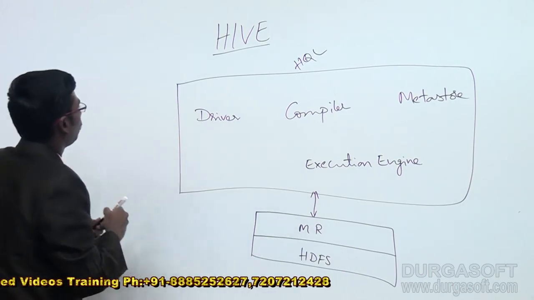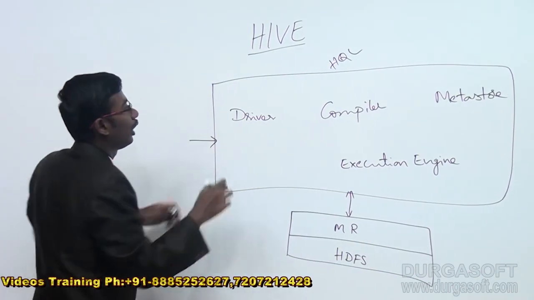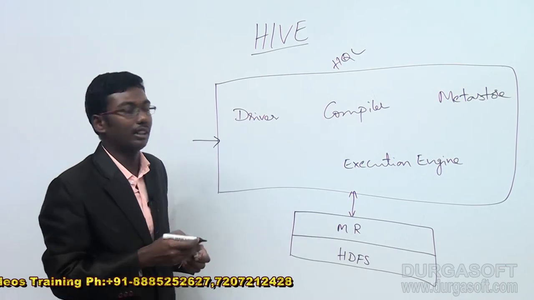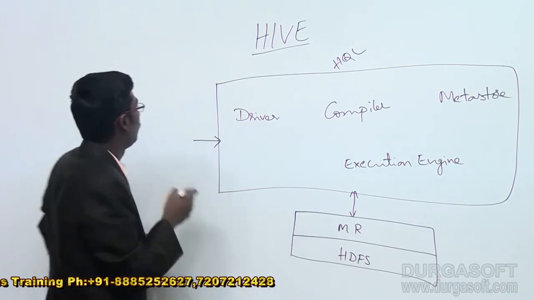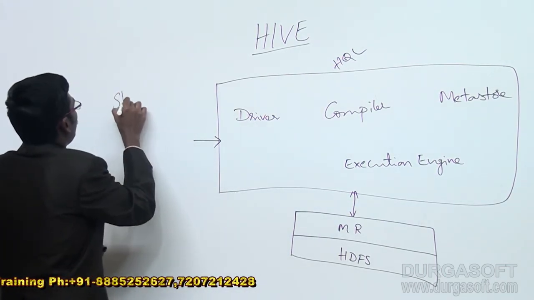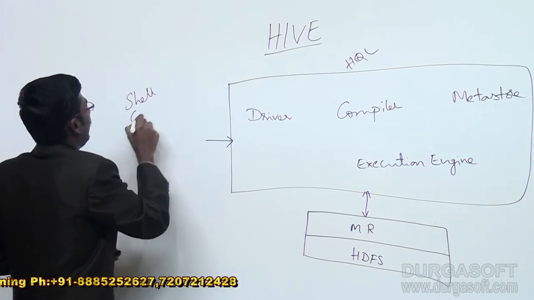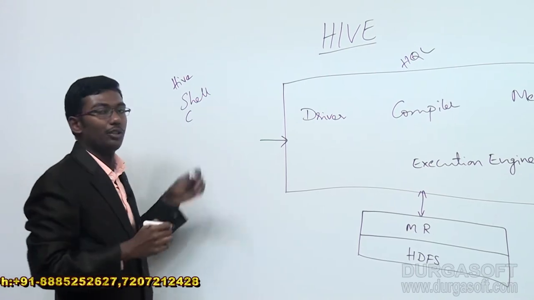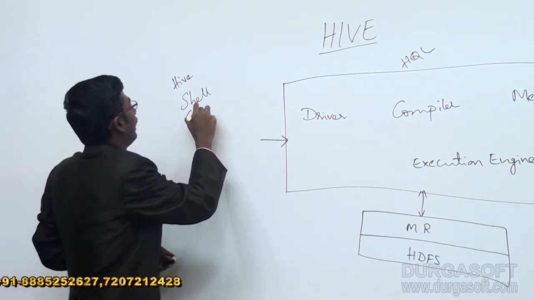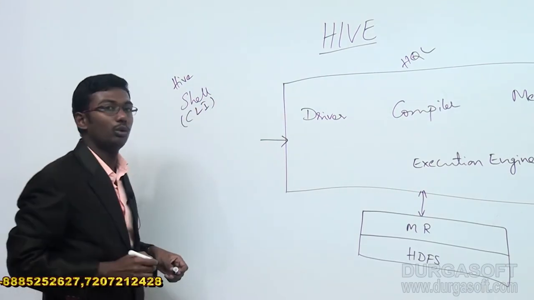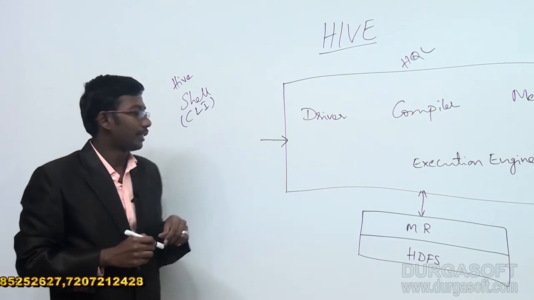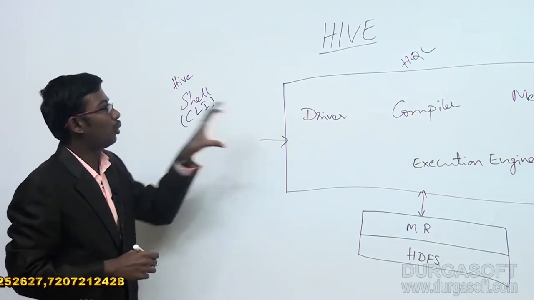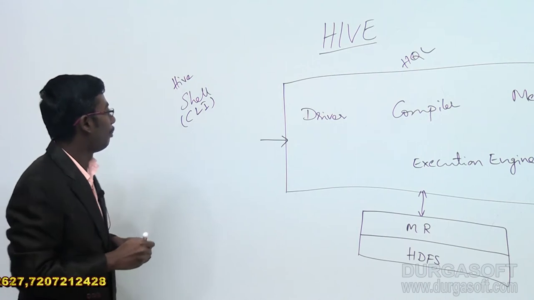After computing, this is the HQL. If you want to process HQL, we have to interact with Hive in some manner. The basic mechanism is by using the shell, commonly called the Hive shell, which is a command line interface where we work through commands. This is one way to communicate with the Hive environment.